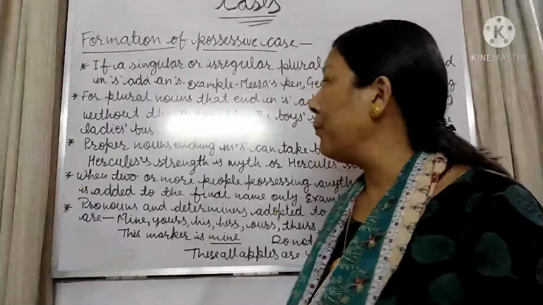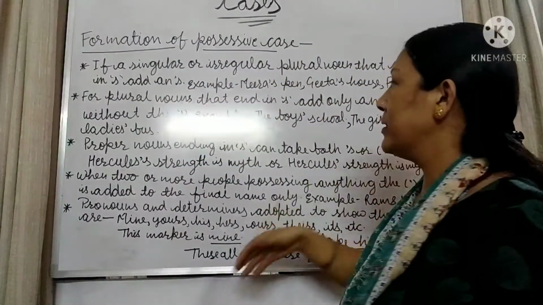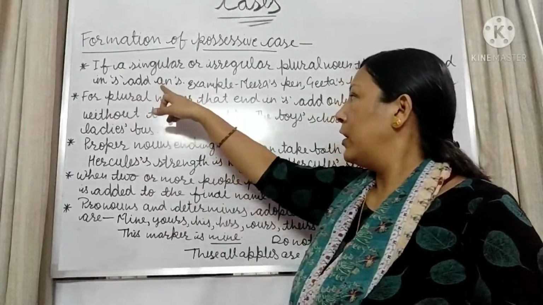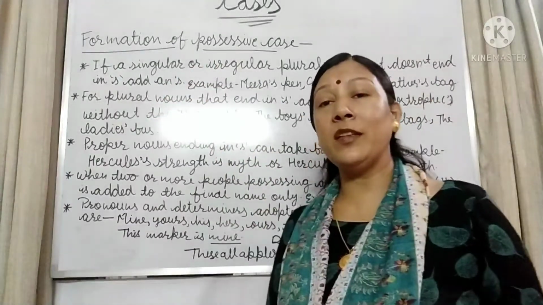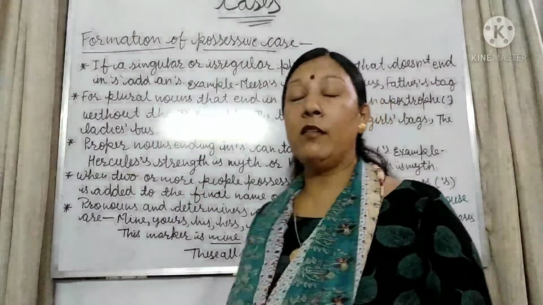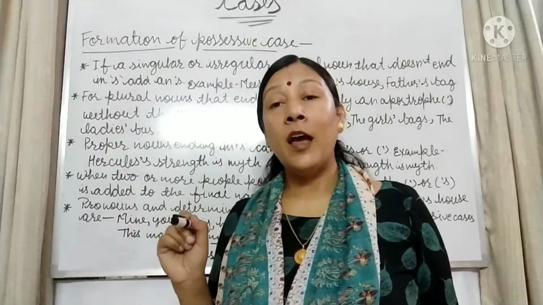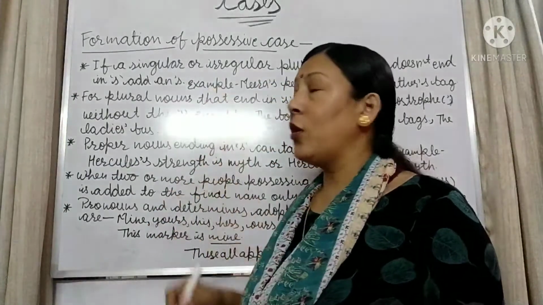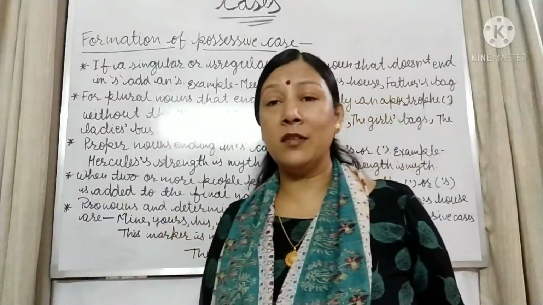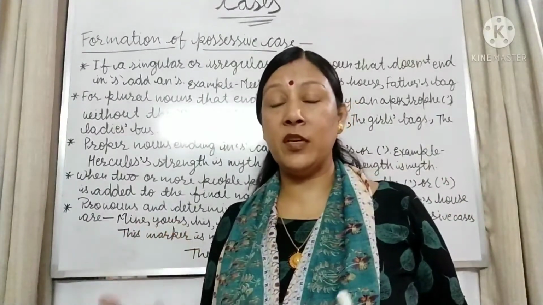Let's revise once. First, if a noun is singular or an irregular plural that doesn't end in s, add just apostrophe s. Whenever you see that a singular or irregular plural is there, you have to just add apostrophe s. Examples: Mira's pen, Geeta's, Hema's, father's, mother's. Okay, Geeta's, Rima's, ma'am's, teacher's.